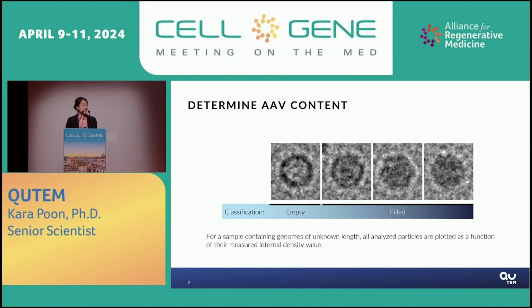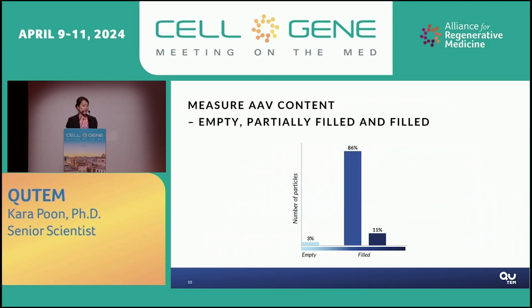Another very important critical quality attribute that you may want to look at is the AAV content. By this I mean the percentage of empty, the percentage of partially filled, and also the percentage of filled particles. What we do is look at the internal density of all of these particles in a data set. So in a data set where we have, say, 1,500 particles, we can plot them as a function of their internal densities. In this representative sample, we can see that there is a peak for empty capsids, and what also looks to be a peak for partially filled, and a peak for filled capsids.